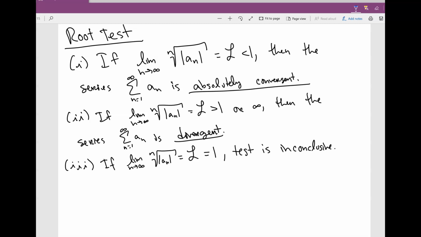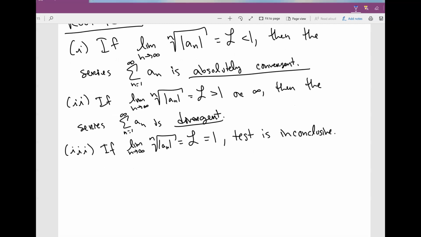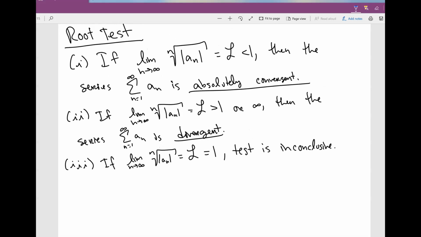equals a limit that's less than 1, then it's going to be absolutely convergent. Same thing with the other ones. If it's greater than 1, it's going to be divergent. And if it equals 1, the test is inconclusive. So it's basically the same thing as the ratio test.